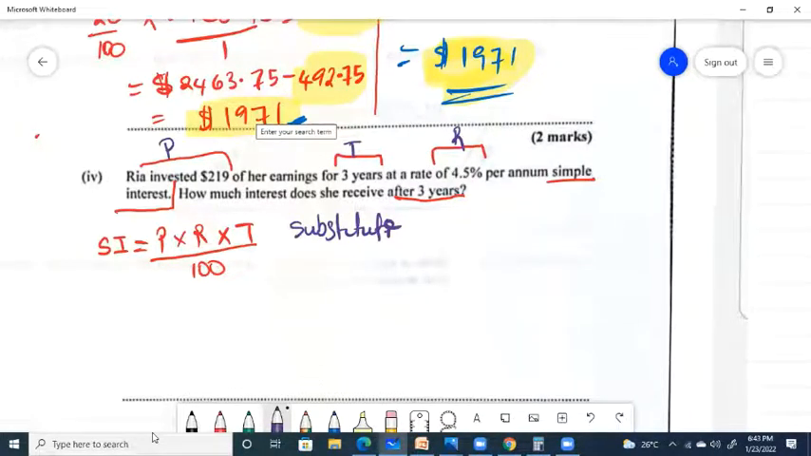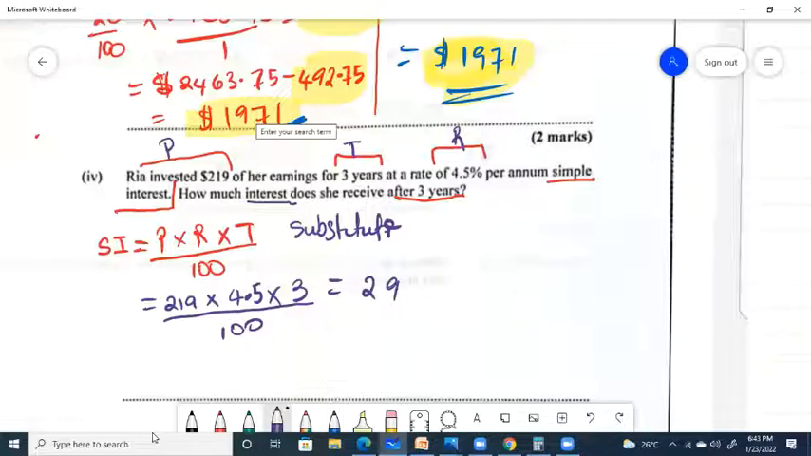So the question says how much interest. So our intention is to find the interest. So it's going to be P, which is 219, times R, which is 4.5, times T, which is 3. And all of this must be over 100. Now, make sure that your calculation is proper. So let's go. 219 times 4.5 times 3. Normally I just write it, so let me write this before I write the final answer. That's just me.